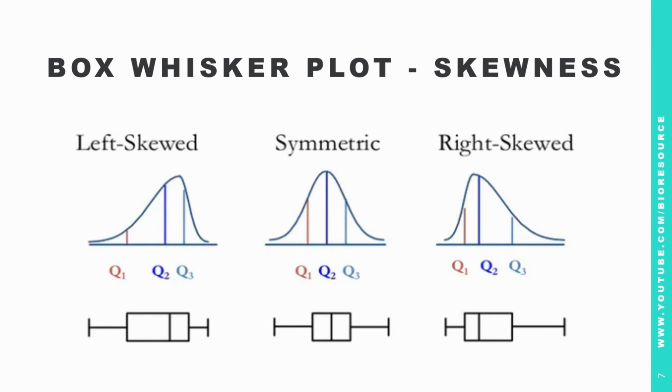So box whisker plot also shows the skewness of the data, if there are any distribution differences in the data. So in the first, we can see that the diagram is left skewed, and in the middle one it is symmetric or normal distribution. The right is the distribution data showing skewness towards the right. So that's how you represent the variation in the data through box and whisker plot.